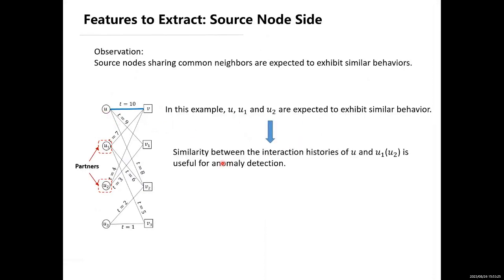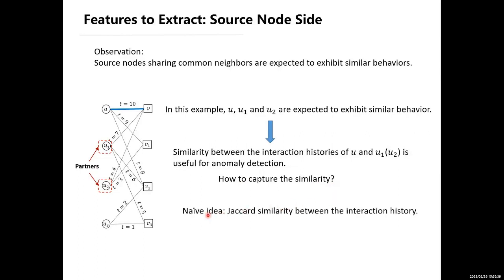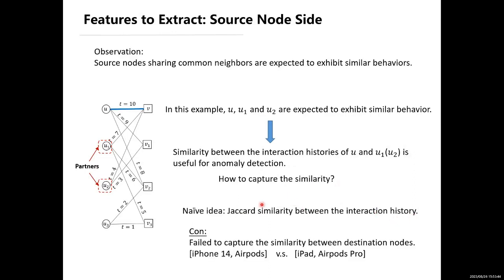So this implies that the similarity between the interaction history of U and U1 and U and U2 is useful for anomaly detection. But the question is how to capture the similarity. A naive idea is to use the Jaccard similarity between the interaction histories. However, this idea fails to capture the similarity between destination nodes. So we consider two interaction histories. One is iPhone 14 and AirPods. The other one is iPad and AirPods Pro. We can see the two interaction histories are totally different, but they are highly correlated.